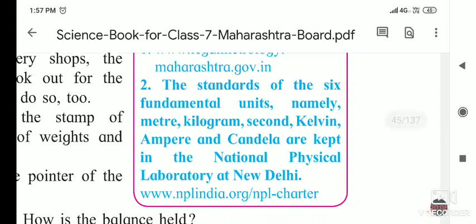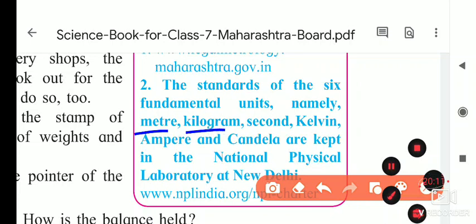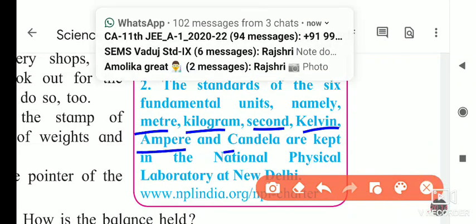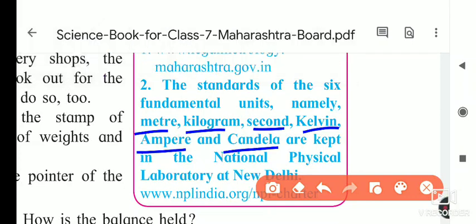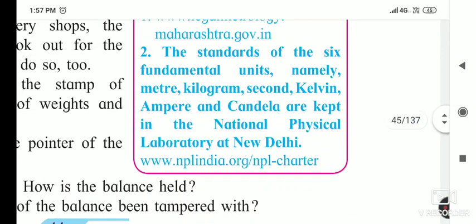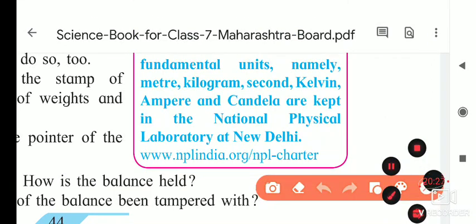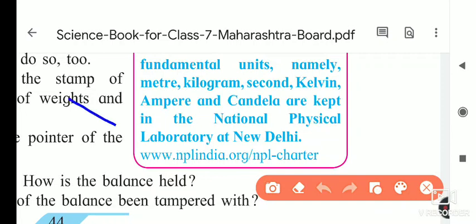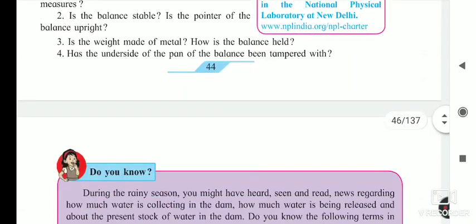And the standards of the 6 fundamental units. Which are those 6 fundamental units? Meter, kilogram, second, Kelvin, ampere and candela are kept in the National Physical Laboratory in New Delhi. For that, you have to visit one more website, nplindia.org/npl-chapter. Visit these websites, tell me which information is given there, note it down and send it.